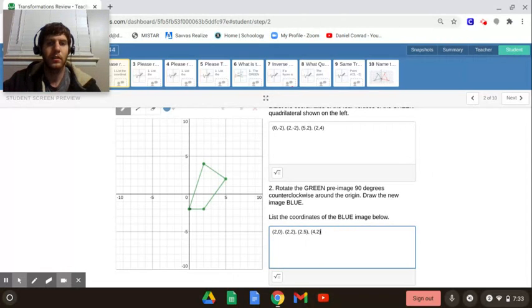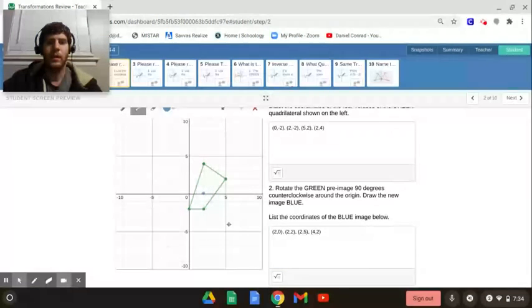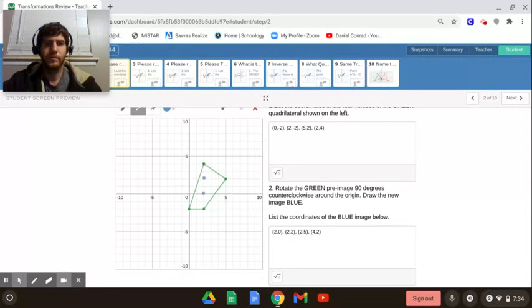Okay, so (0, -2) is down here on the y-axis. If we go 90 degrees counterclockwise, we're going to be on the x-axis. So that's going to be this point right here. Okay, and the signs for that point are going to be positive 2, 0. So we're going to leave that at (2, 0). Okay, (2, -2) is right here. If we go 90 degrees, we're going to be in quadrant 1. The signs there are positive, positive. So we should have a point here at (2, 2).